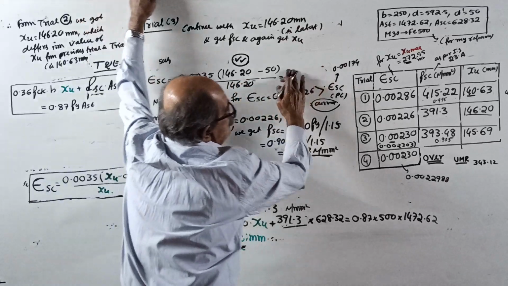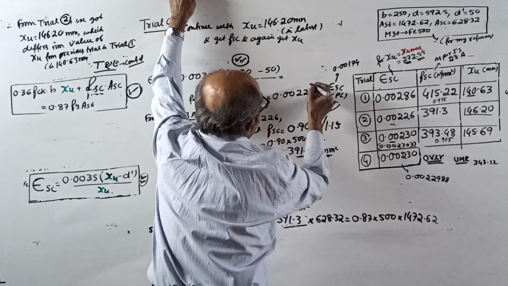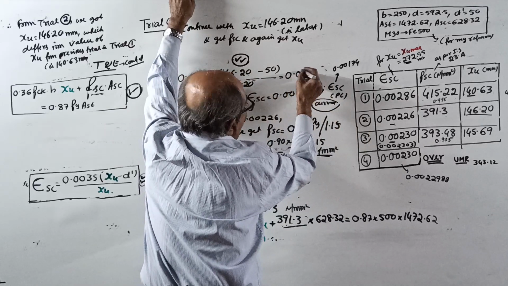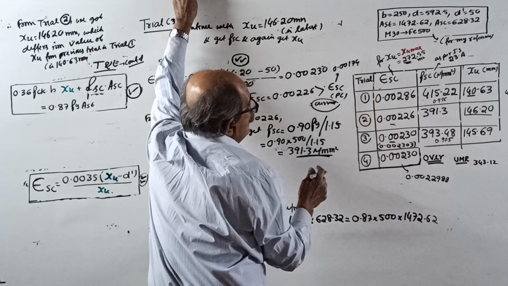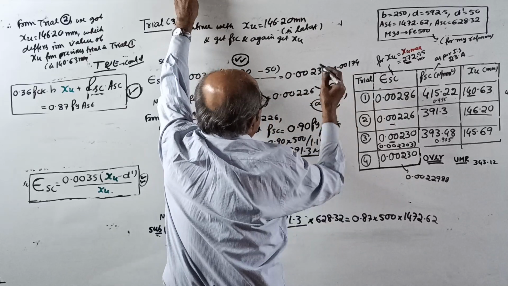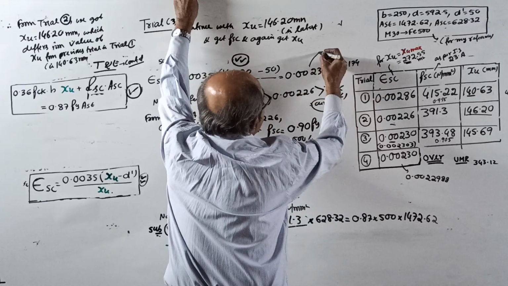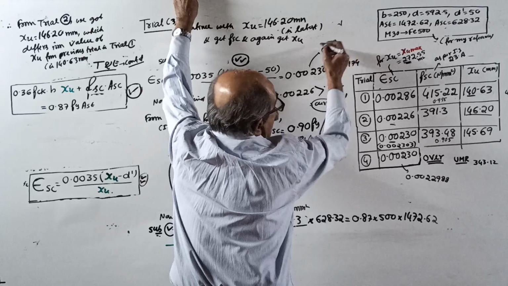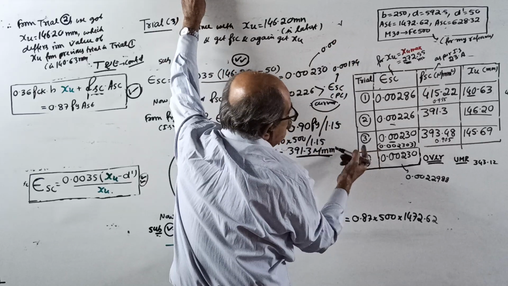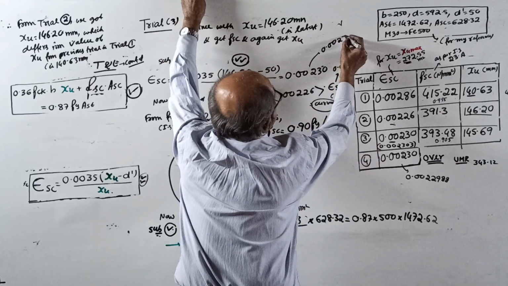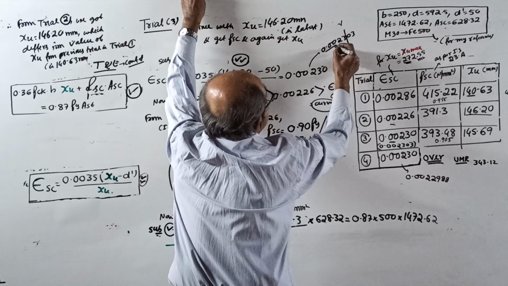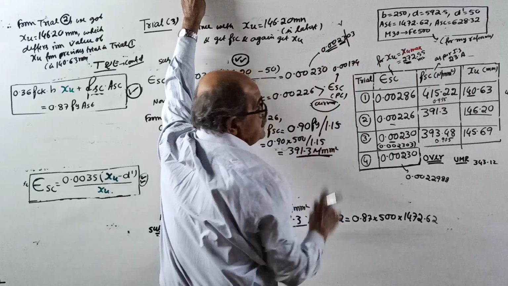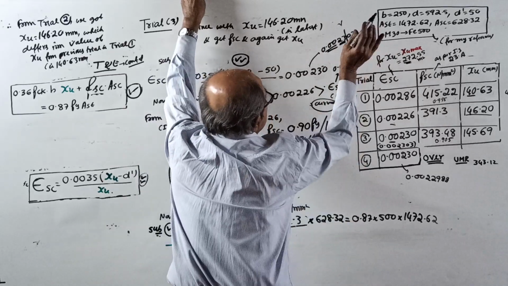146.20, your strain will come 0.00230. Okay, do one thing now. Remember, it actually comes 0.02303, but we stop here. After the zeros, only two numbers are sufficient. Therefore, 23. This is not considered.